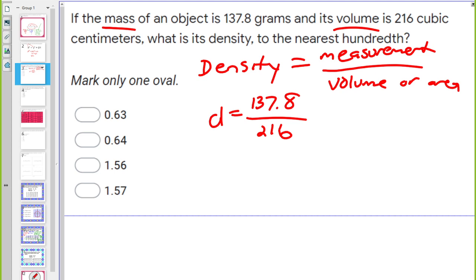And then what's the nearest hundredth? 137.8 divided by 216. And I'm getting 63.7. It also tested your ability to round.